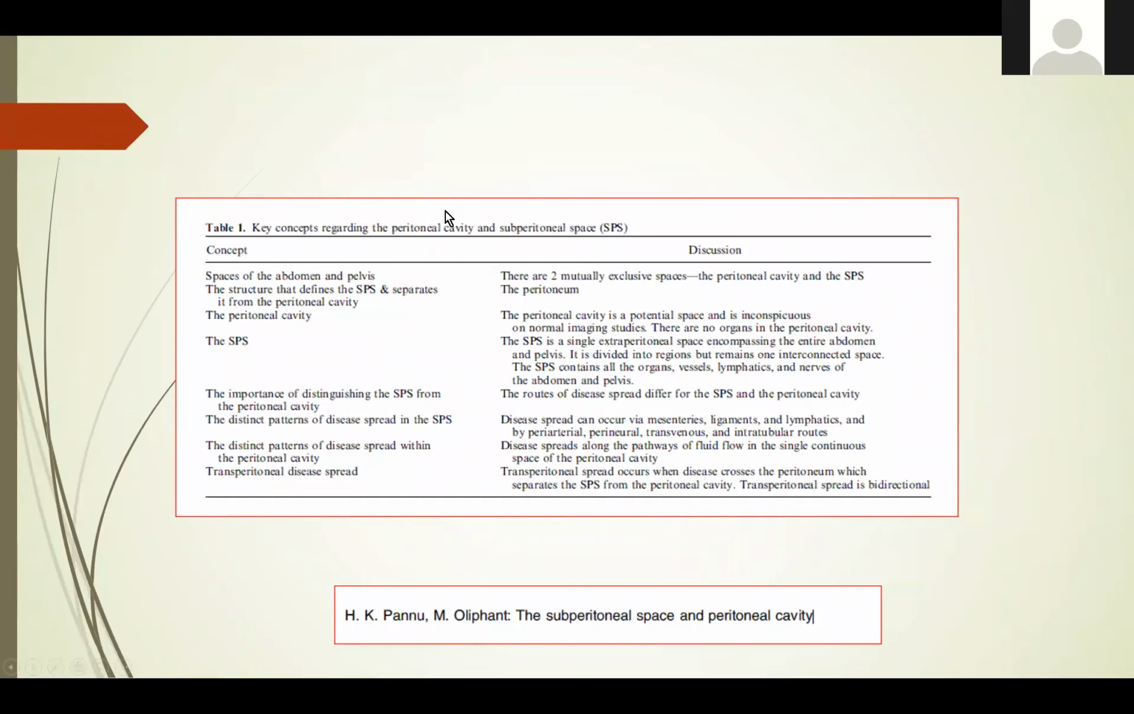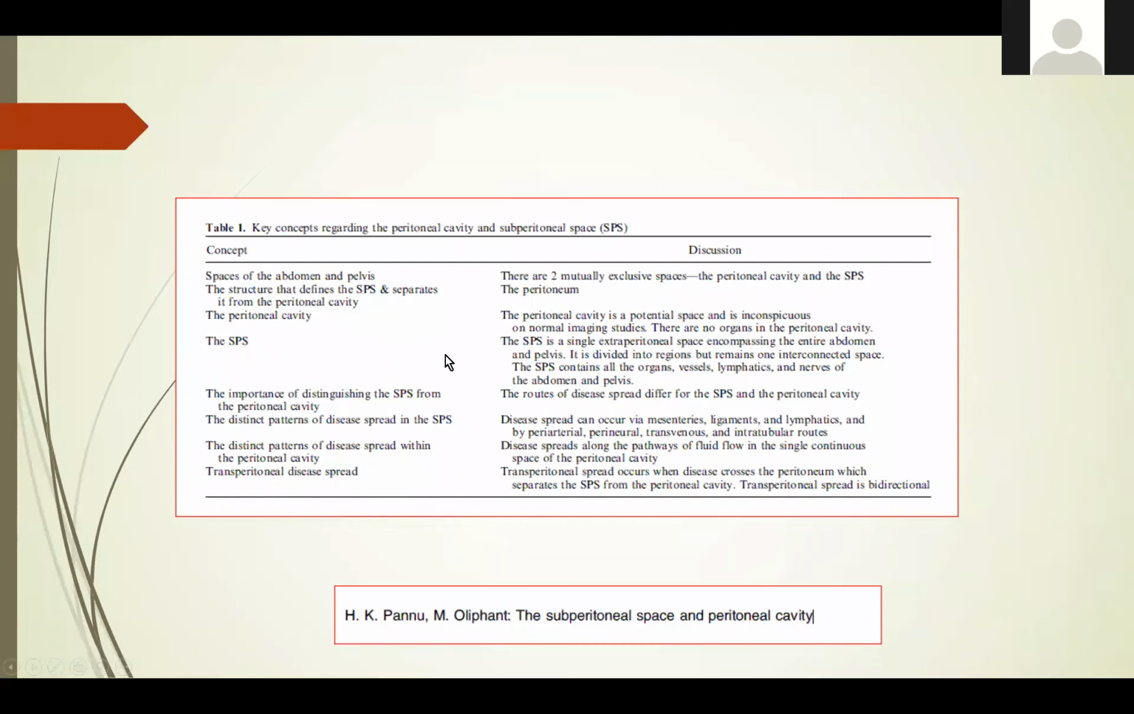One is the peritoneal cavity, what we usually think of, and the second space is the subperitoneal space. The peritoneal cavity is very minimal, like a potential space between two linings of the peritoneum. All the organs are basically in the subperitoneal space, and these two are kind of exclusive spaces. You can read this article on the subperitoneal space. The subperitoneal space is the extraperitoneal space. Basically, all the nerves, mesenteries, ligaments, and lymphatics are in it, and the organs are all in the subperitoneal space.